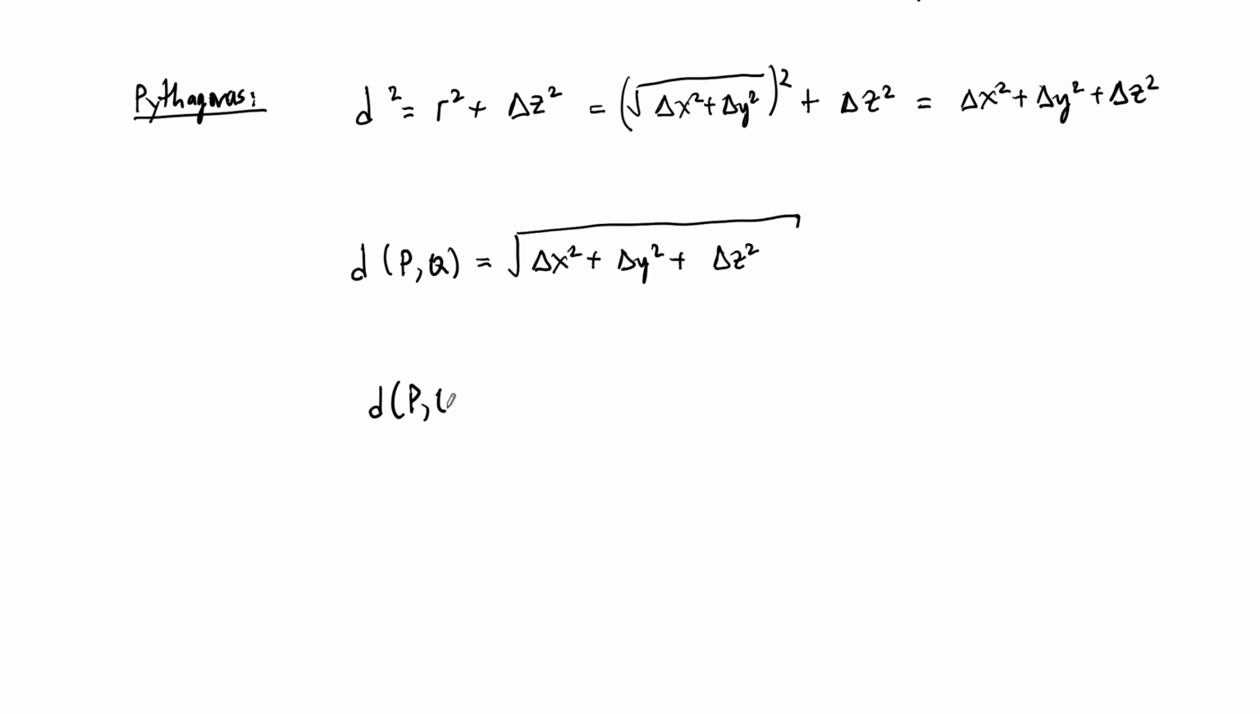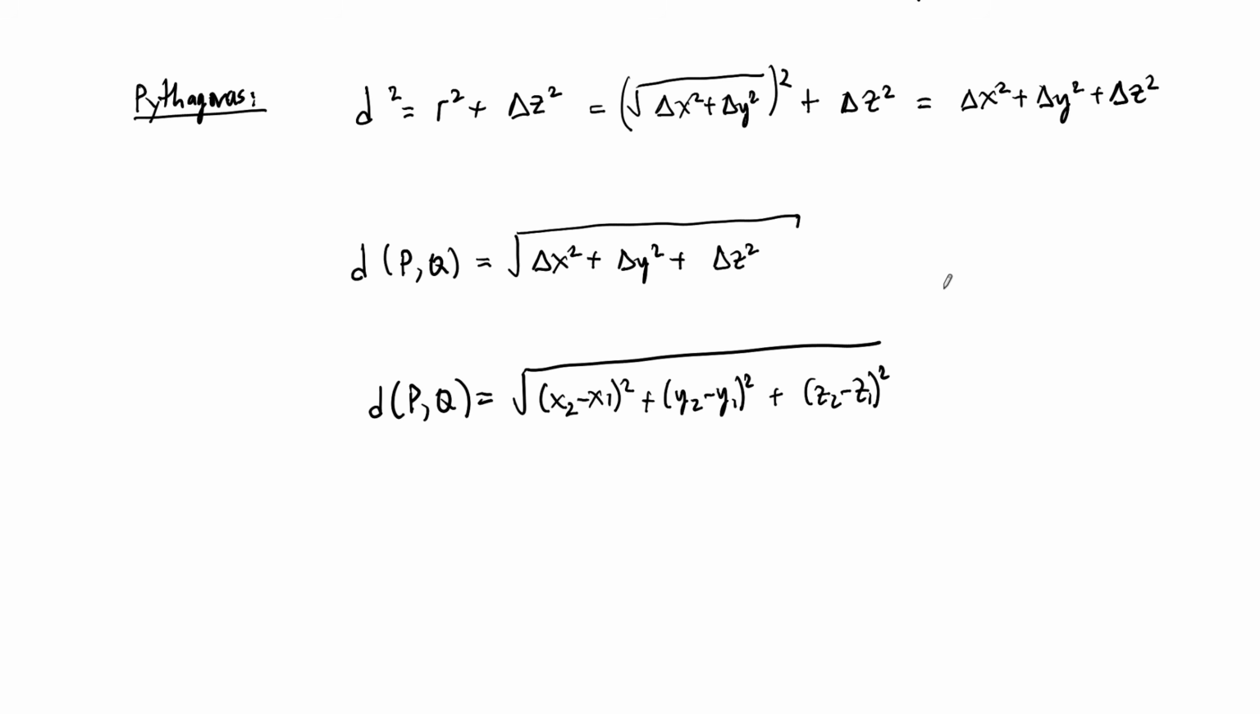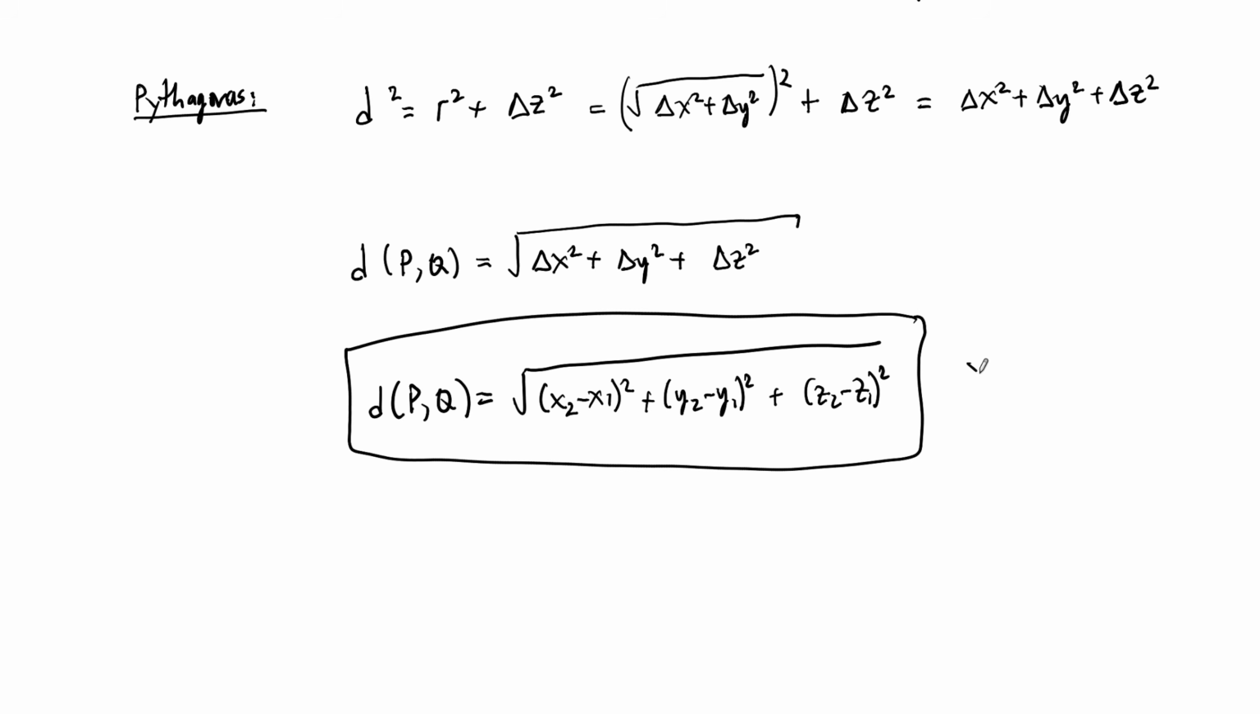So we can substitute out these delta symbols with exactly the differences that they equal, and we get our distance formula here. So PQ can be written as the square root of the sum: x2 minus x1, quantity squared, plus y2 minus y1, quantity squared, finally z2 minus z1, quantity squared. Like I said, square root the whole thing. So that's our distance formula right there, derived by a couple applications of the Pythagorean theorem.